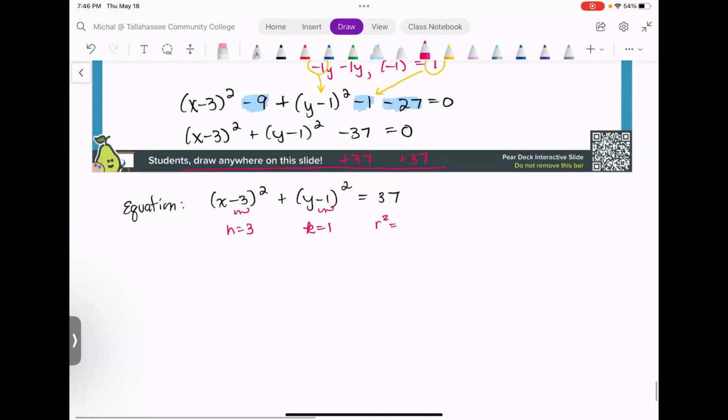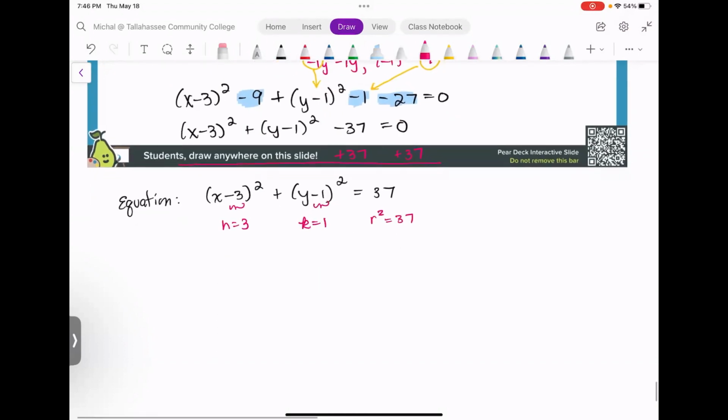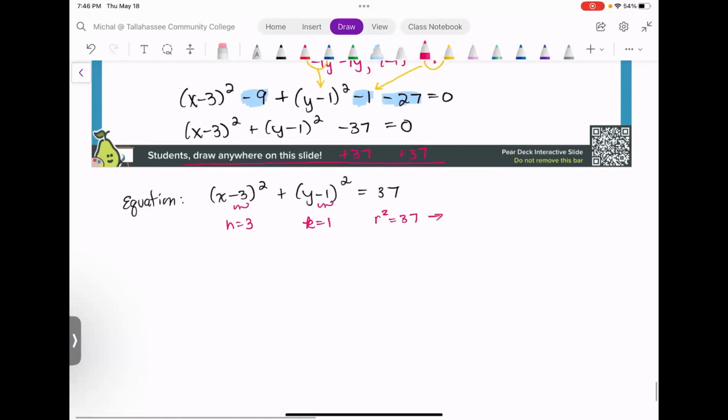r squared equals 37, which means that r is the square root of 37. So my equation is what I've written here. My center is 3, 1, whoops, that was h, k. And then my radius is r equals square root of 37.